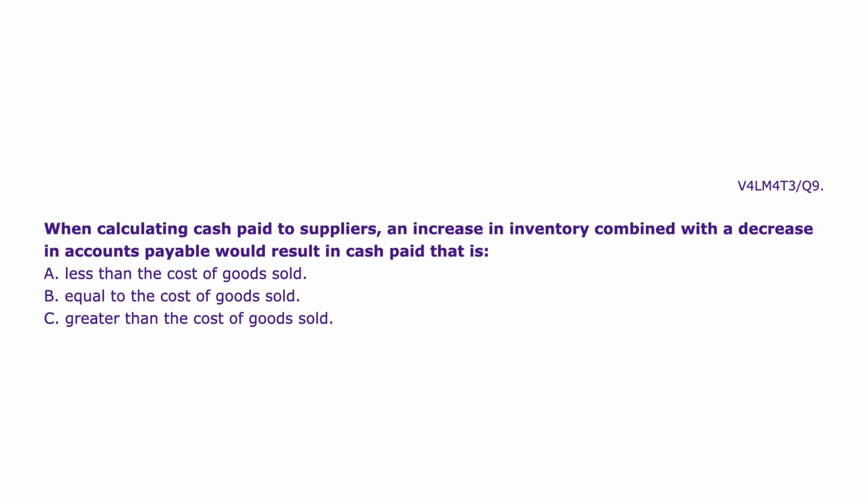When calculating cash paid to suppliers, an increase in inventory combined with a decrease in accounts payable would result in cash paid that is: A. less than the cost of goods sold, B. equal to the cost of goods sold, C. greater than the cost of goods sold.